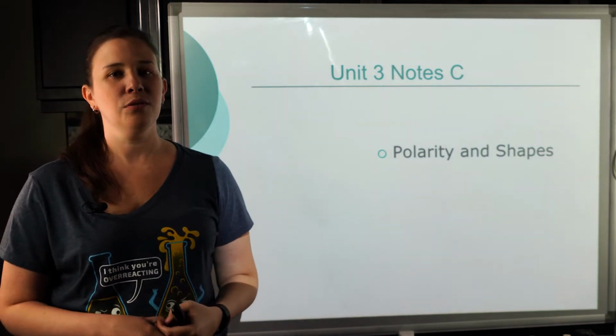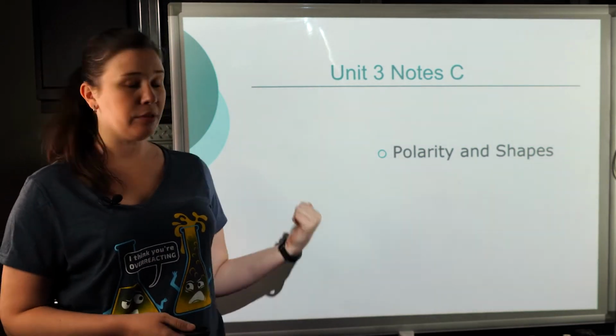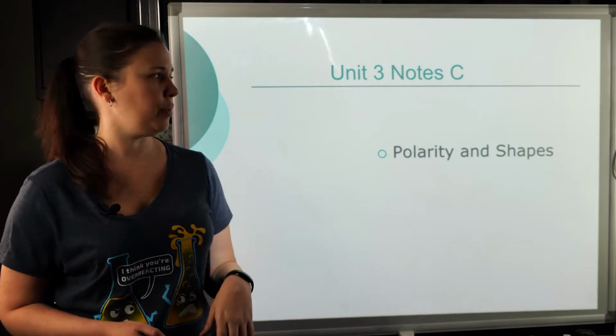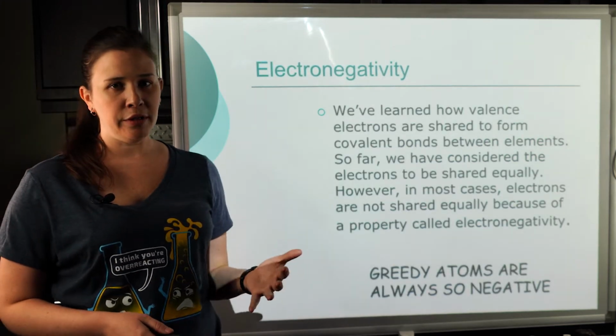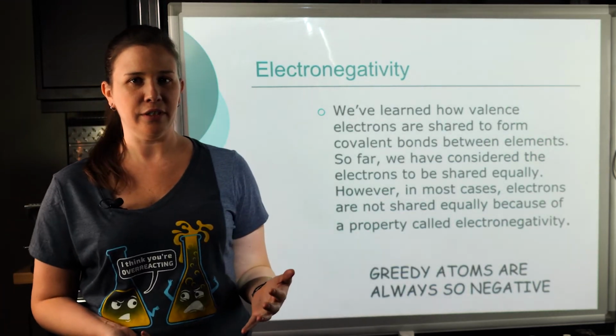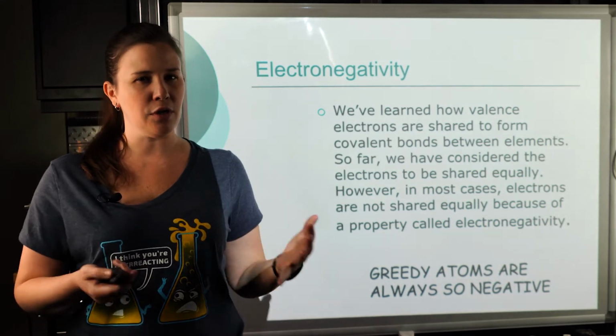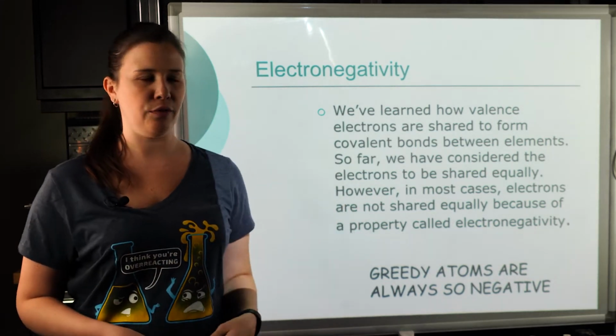Hey guys, this is Unit 3, Note C. We're going to talk about polarity and shapes of covalent compounds. So polarity is driven by something called electronegativity, which should be something that we've heard of, talked about. Now we're going to look at how it applies to the covalent bonds.